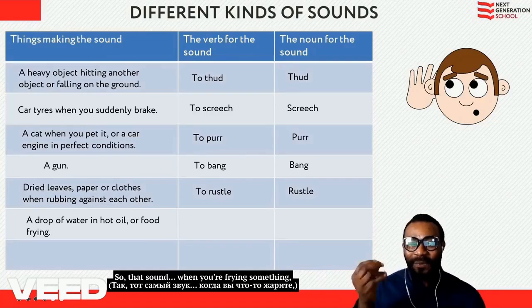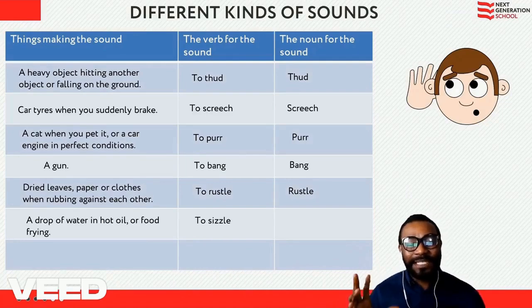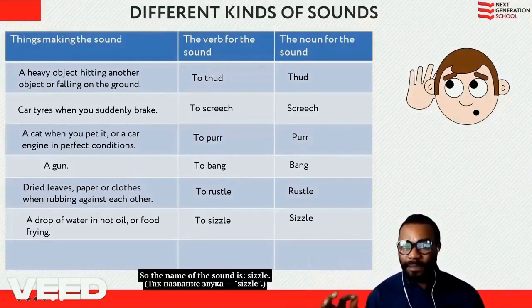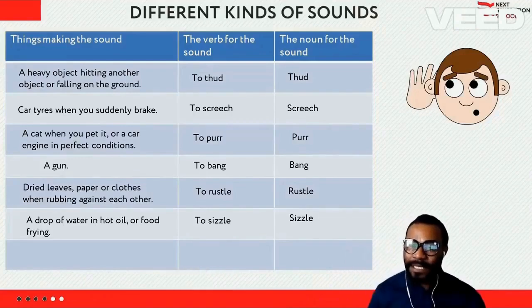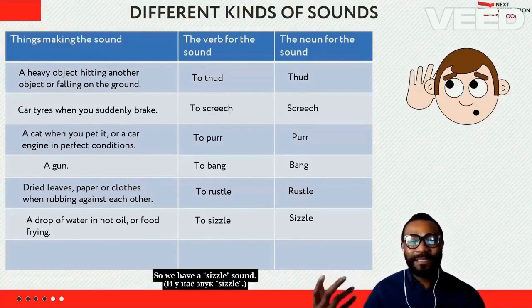So that sound, when you're frying something, what is this sound? It's to sizzle. And of course, the noun is just sizzle. So the name of the sound is sizzle. Let's listen. So the chicken is sizzling. So we have a sizzle sound.